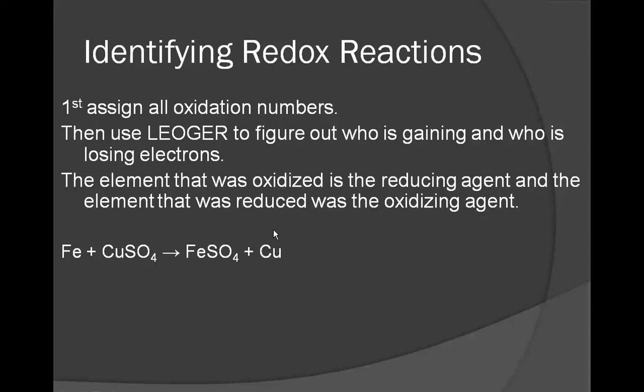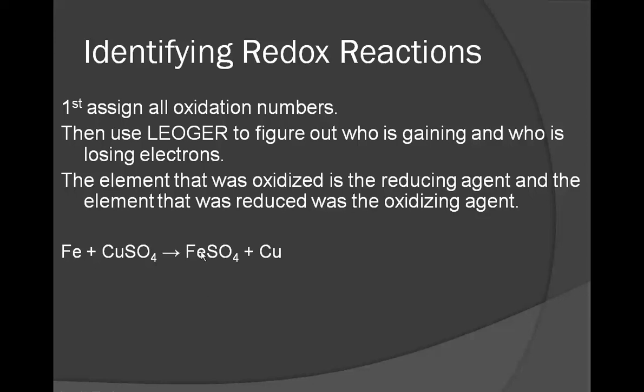And now copper's by itself, so it is 0. If you wanted to, you would write this down. Iron goes from 0 charge to +2 charge. Copper goes from +2 charge to 0 charge. So here's where it gets tricky, because you have to remember that electrons are negative.